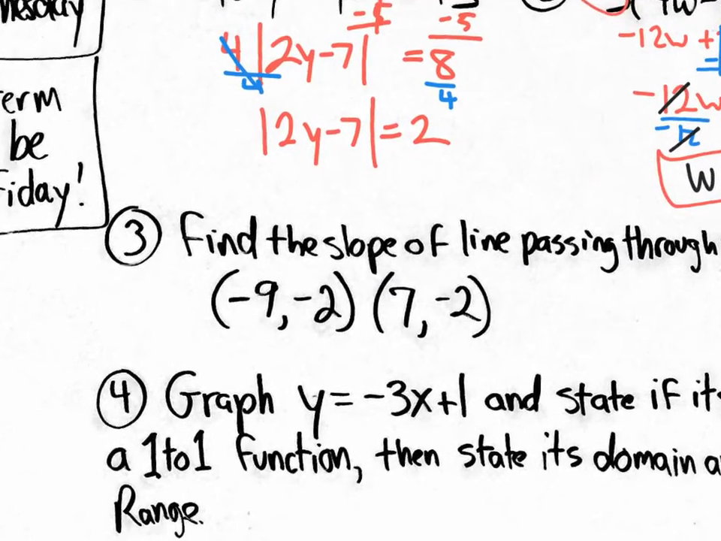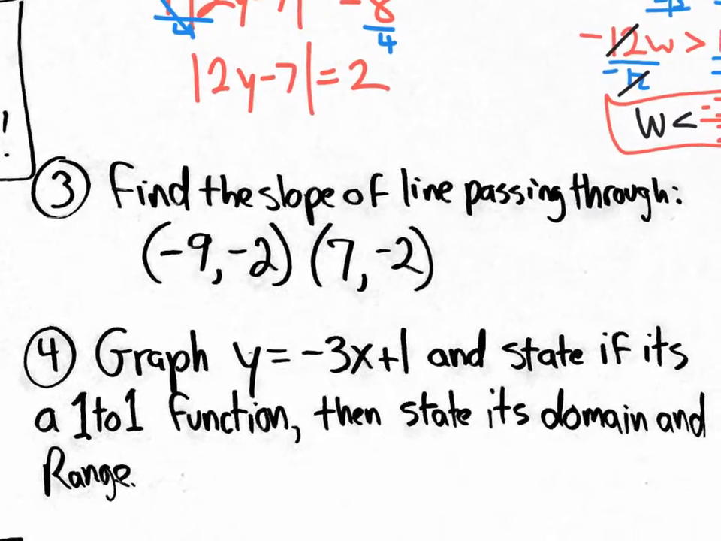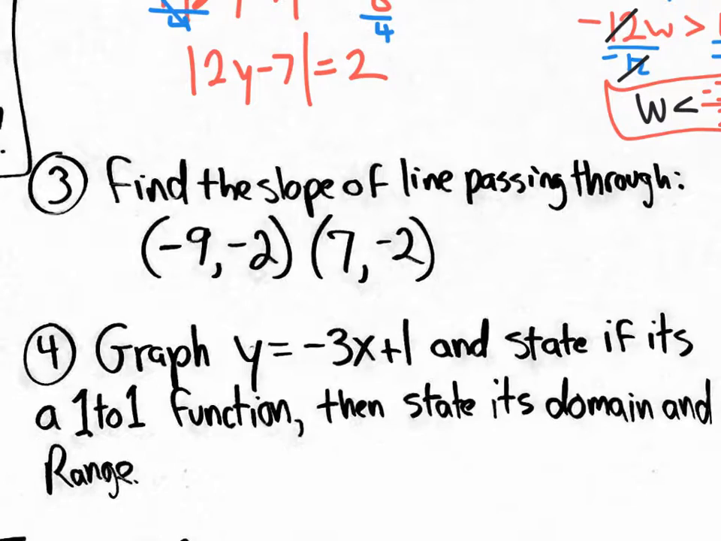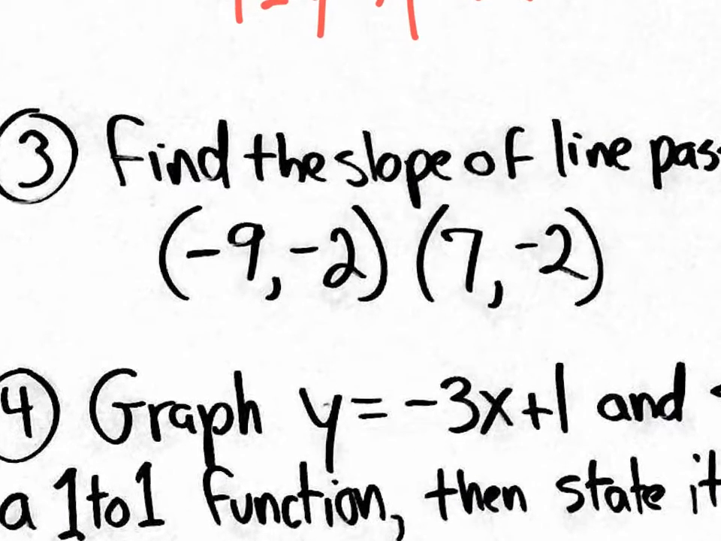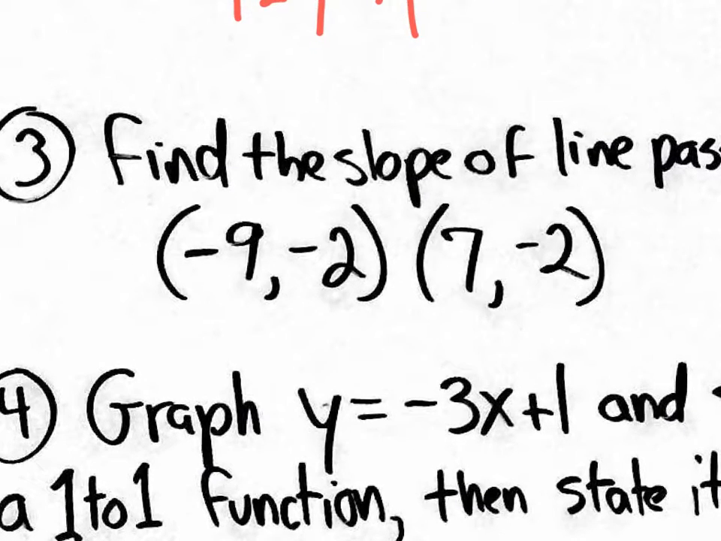Moving on to number 3. Find the slope of the line passing through those 2 points. So what you need to understand, you need to memorize the slope formula, and you need to know that this is an x value, this is a y value. Let me make them in blue, better. And this is an x value, this is a y value. And this is your first point, and this is your second point.